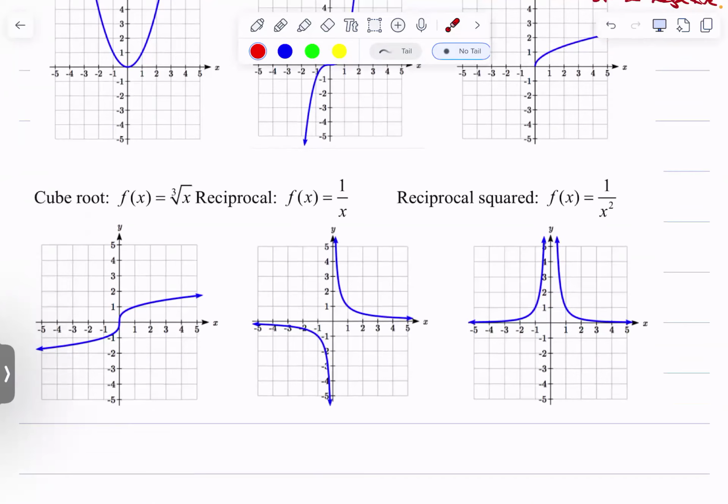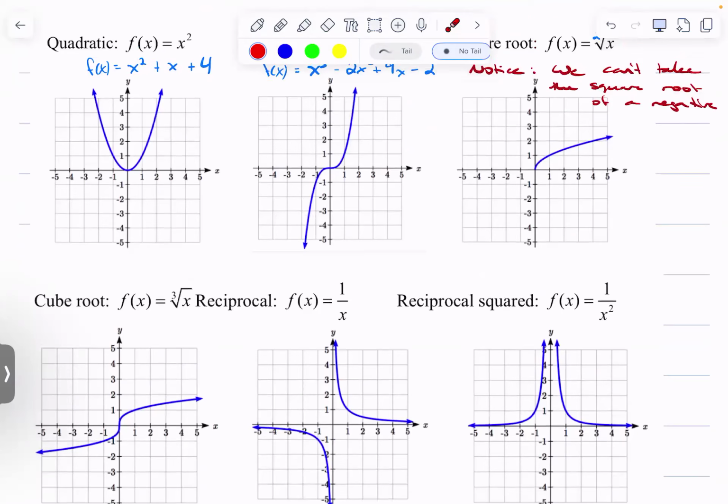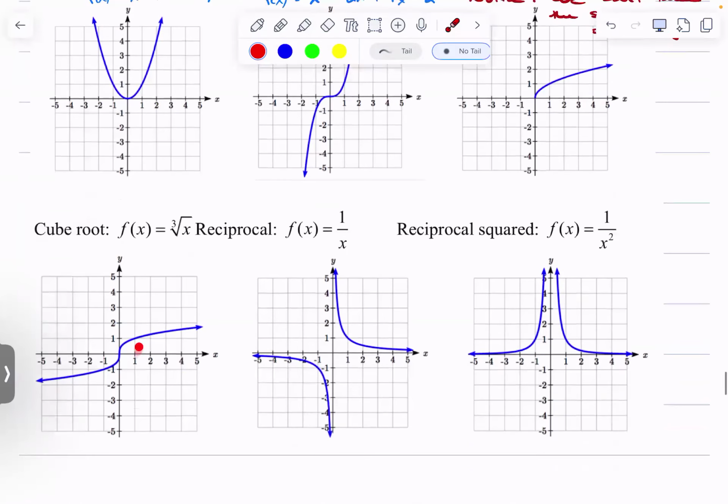But the cube root is the third root, and it looks like a twisty version of x to the 3. Right? Got a similar shape. But it can take negative and positive inputs, and it yields negative and positive outputs. And so that's cool. What about the reciprocal?